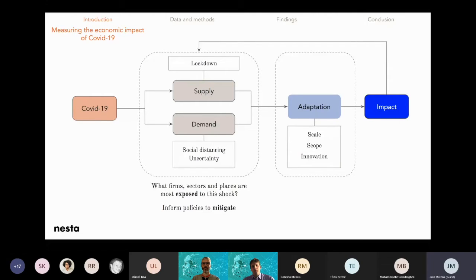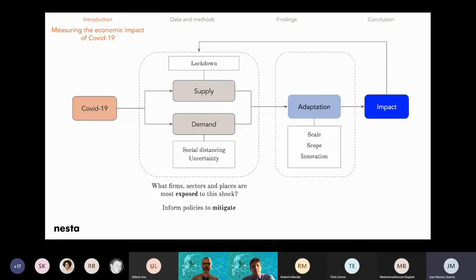We get these questions around what firms, sectors, and places are most exposed to the shock from COVID-19, and identifying that would inform policies to mitigate. If we identify a local economy where a big percentage of the population is at risk of COVID-19, then we might want to put in place interventions within that location to support the economy. At the level of firms, if we could predict what firms are at risk of failing, we could proactively engage with them rather than have to act once they have failed and gone bust and laid off lots of people.